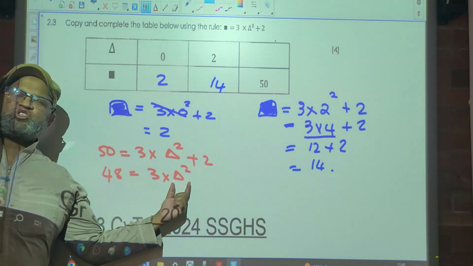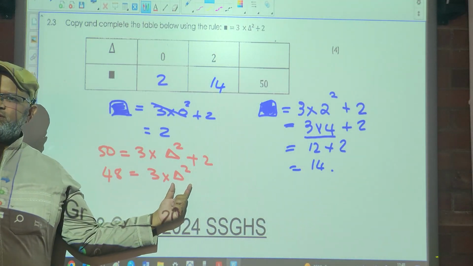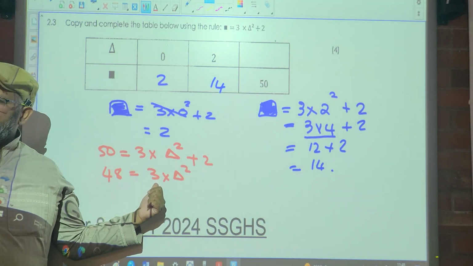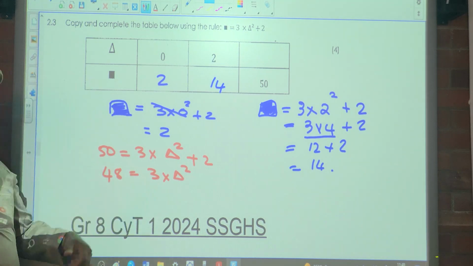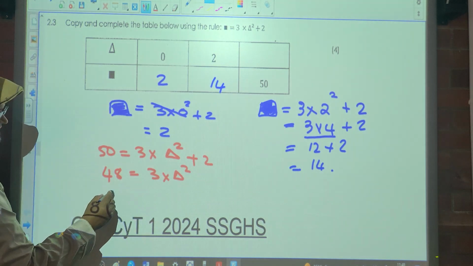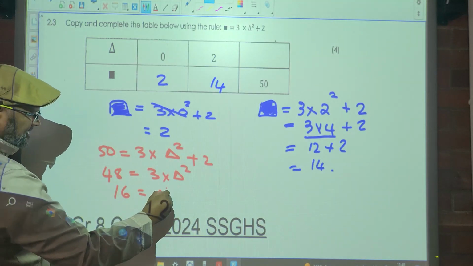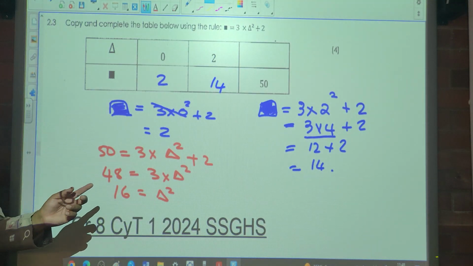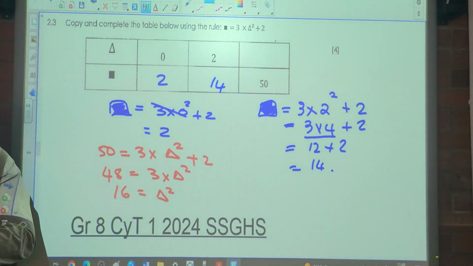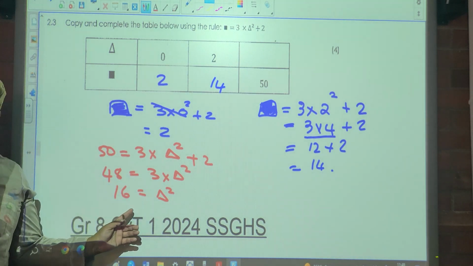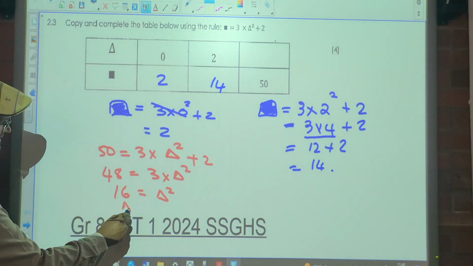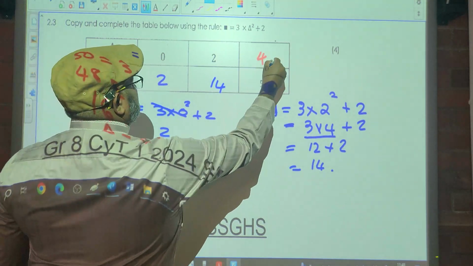Now to get the triangle squared on its own, how do I get rid of this 3? Divide, yes. So 48 divided by 3. This was your inverse operation. So it's going to be 16. Now you ask yourself, a number squared, a number times that same number is 16. What is that number? 4. Which makes a triangle.